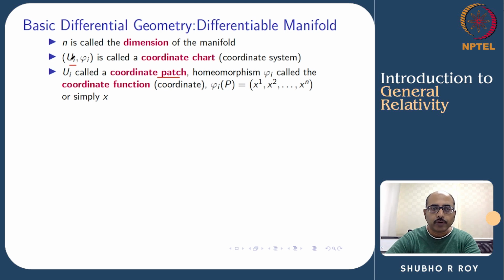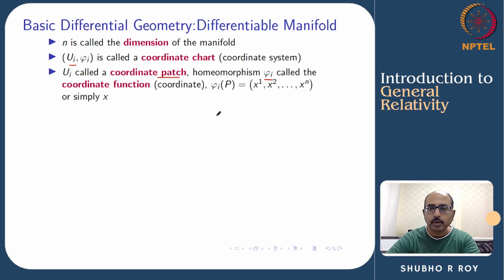Okay, UI phi I, this pair is called a coordinate chart, but the first entry in the pair, the open set, is called the coordinate patch. You'll be hearing me using this terminology, coordinate patch, a lot of the time, so please commit it to memory. And this homeomorphism phi I, which maps UI to an open set in Rn, is called the coordinate function, or simply the coordinate.